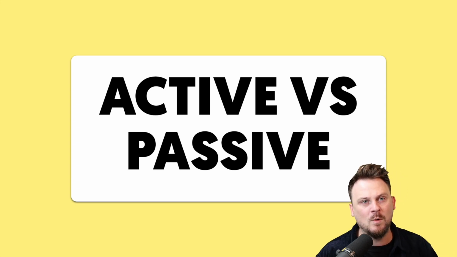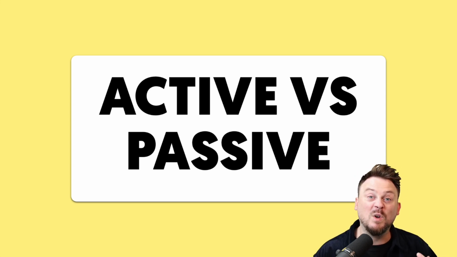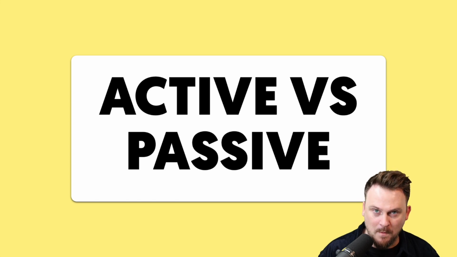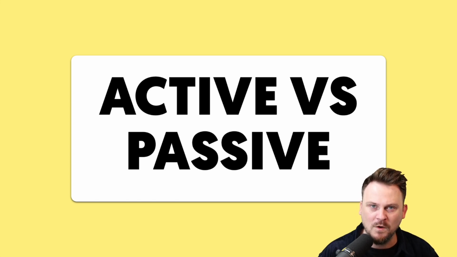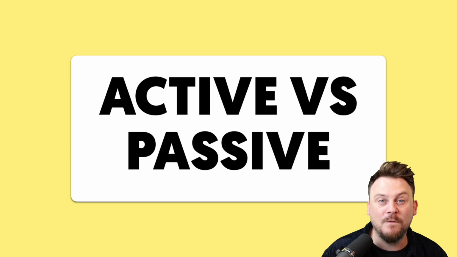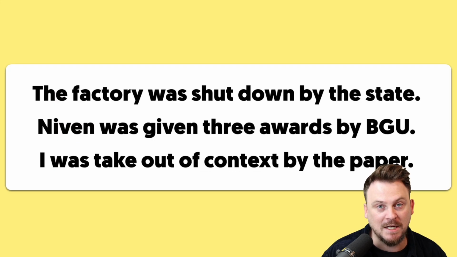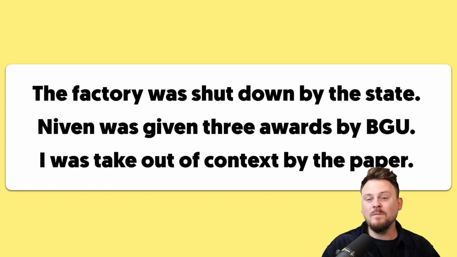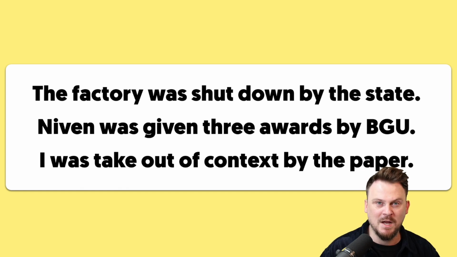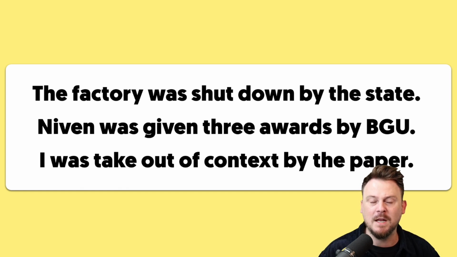So just think about that. When the object or the thing receiving the action is important and matters, and we're focused on that, it's totally fine to use the passive voice. And sometimes, for better syntax, we might use it as well. So the factory was shut down by the state. What's more important, the factory or the state? Definitely the factory. So this is fine.